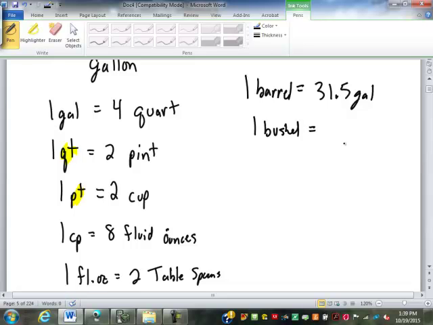How about a bushel? Oh boy. You got a bushel of corn, a bushel of fruit. A bushel is 8 gallons. How about a peck? If you've ever gone to an orchard to buy apples, you got the peck bag, the half peck bag. Or if you go to pick strawberries, you got the 2-peck tray you buy. A peck is 2 gallons.